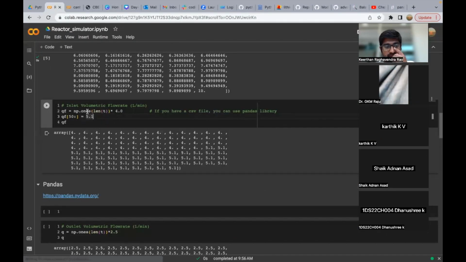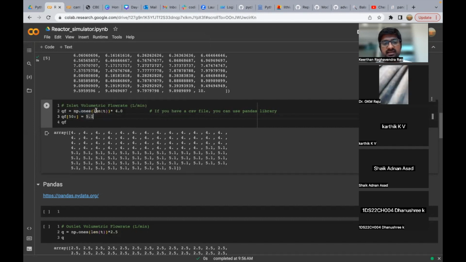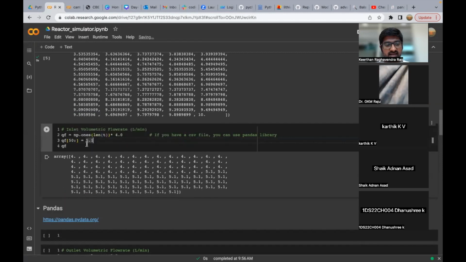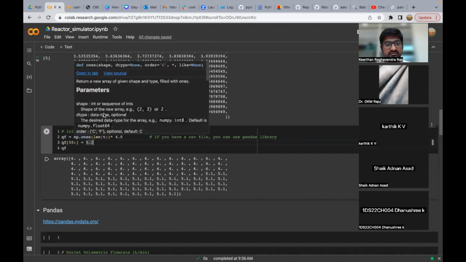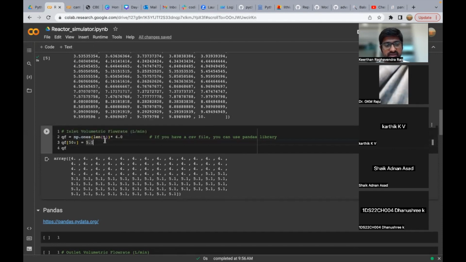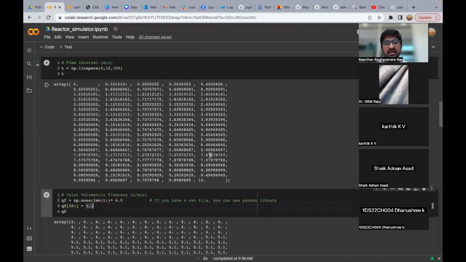So you can use pandas to load your data, but what I'm doing is I'm just making an array of ones. Remember, for the function ones, we need to pass in the size. So you have to pass in the size or the shape. So what I'm doing is I'm passing the length of t. This is the length of the time array. So you need a data point for every point of time.